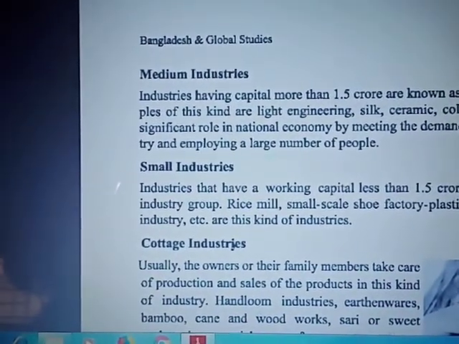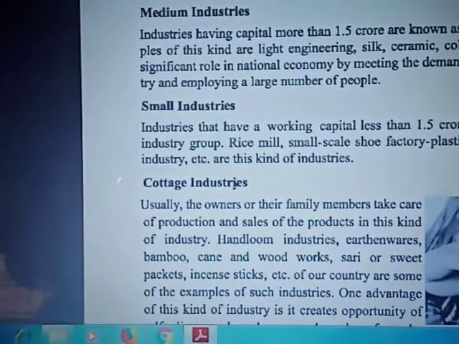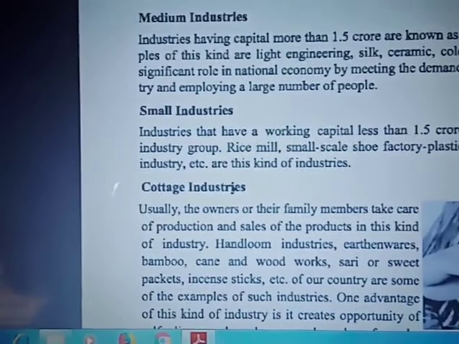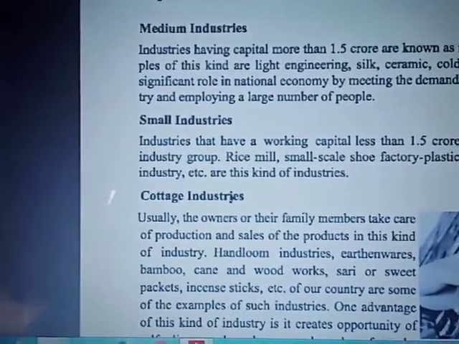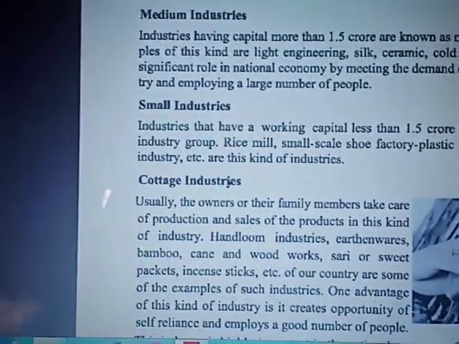Small industries that have a working capital less than 1.5 crore taka belong to the small industry group. Rice mill, small scale shoe factory, plastic industry, food processing industry are this kind of industry.